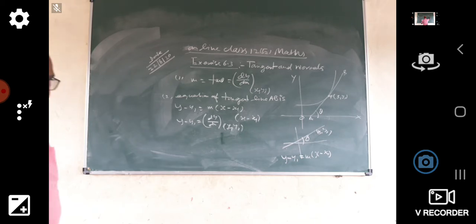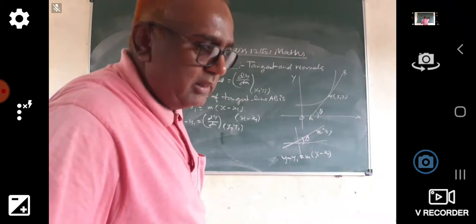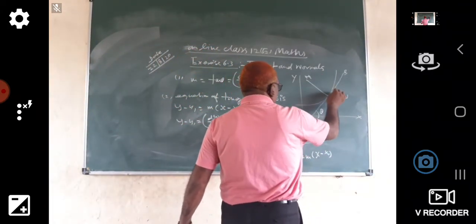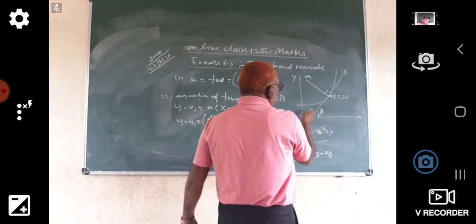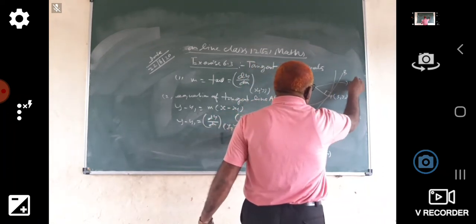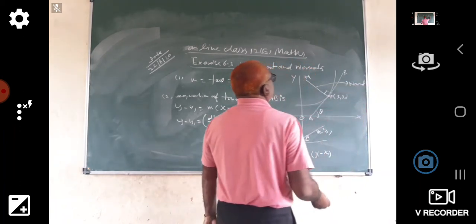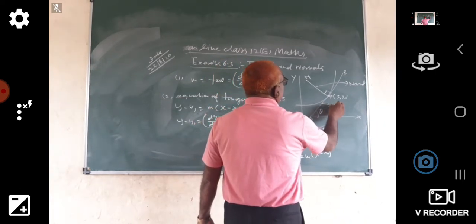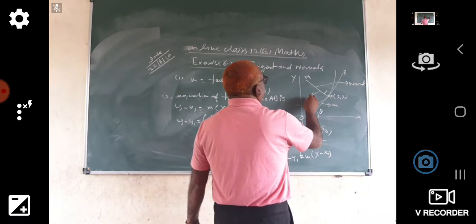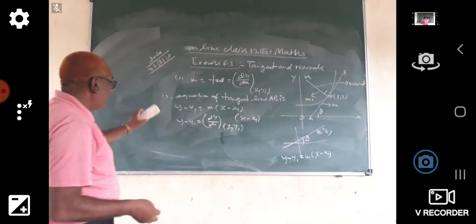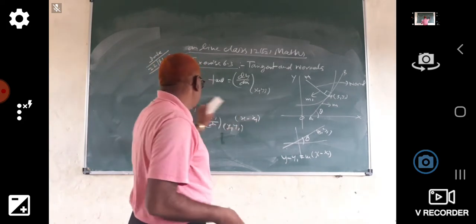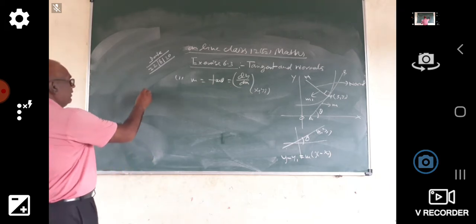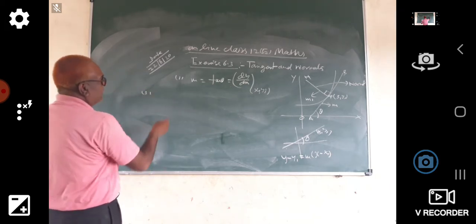Okay, now since a line NP is perpendicular to the tangent line, NP is called the normal. So if the slope of the tangent line is m, let the slope of the normal be m1. So now in properties, we have to find the equation of the normal.